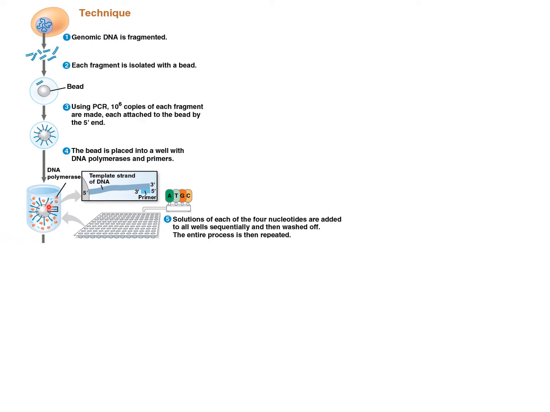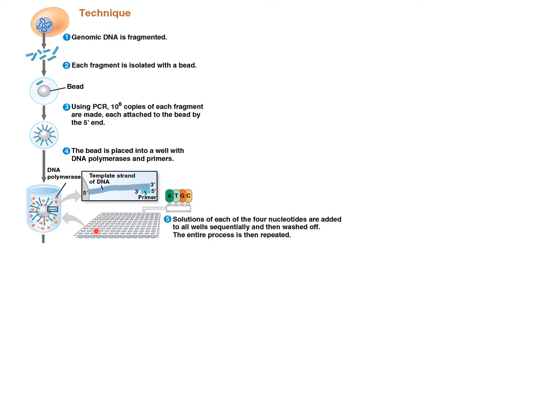So here, inside the well, we have the bead, the DNA sequences, all of the DNA polymerases and the primers. The DNA sequences are going to serve as the template strand. These are DNA sequences that have been extracted from the cell, and then they're going to be placed into these wells right here. There are going to be solutions containing each of the four nucleotides. They're going to be added to all the wells with this DNA.